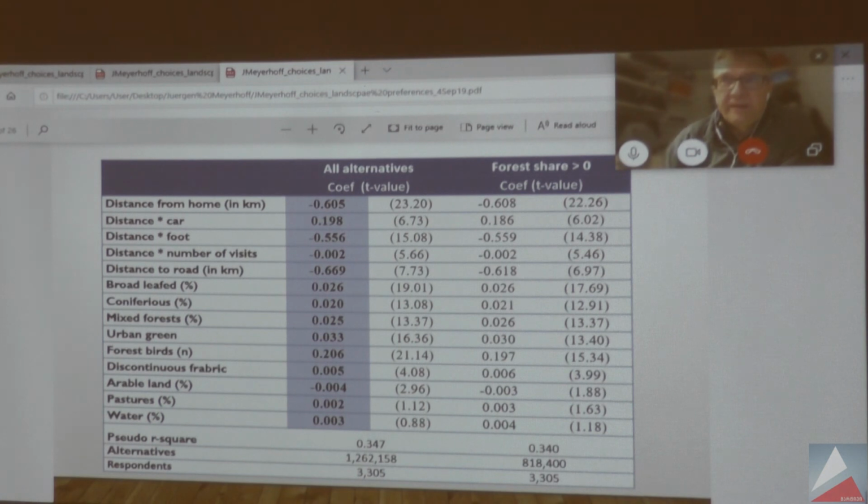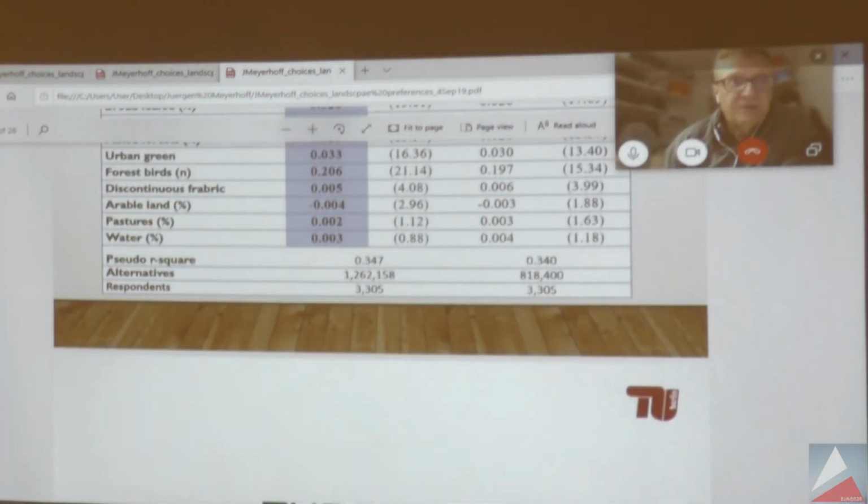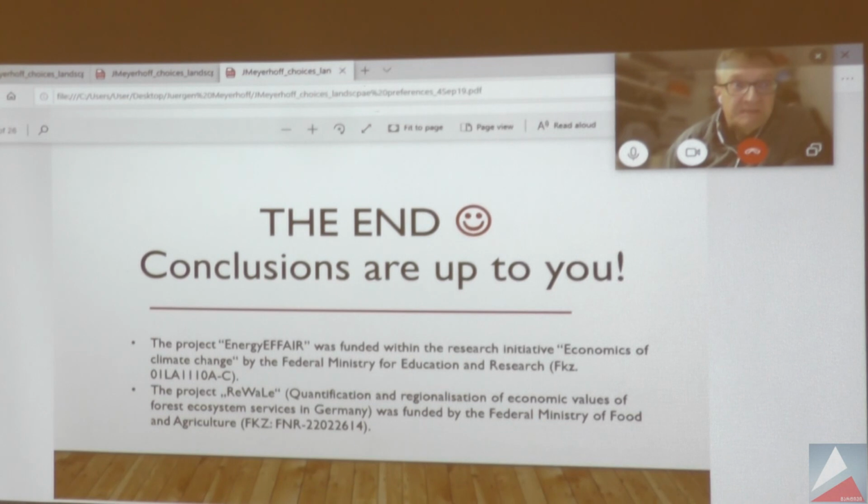So, I'm then already at the end of my presentation, staying within the 20 minutes. I leave the conclusions to you, whether it's useful to elicit people's preferences for landscapes and the spaces that they want to recreate in. Thank you very much.